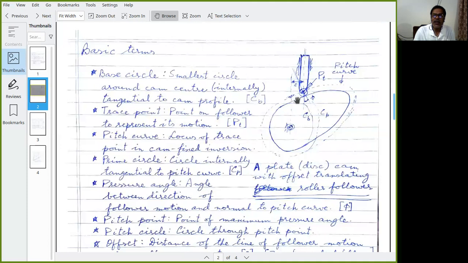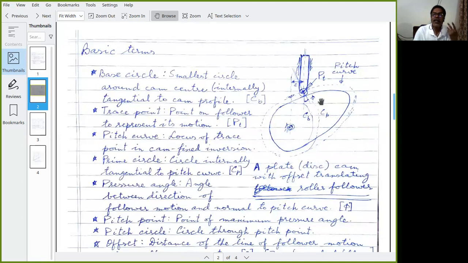When that part remains in contact with the follower or roller at the end of the follower, then the follower does not move, because this is rotating continuously. So from here to here, it is at the same position. So nothing happens. Only when this segment comes in contact does the follower move, because it is pushed out.